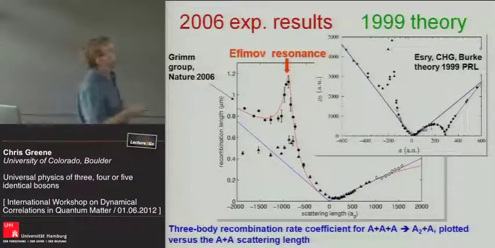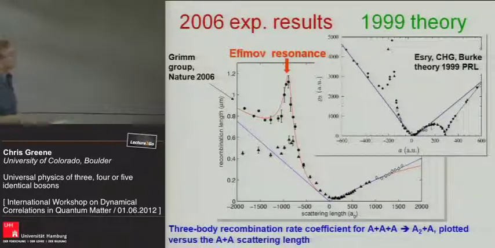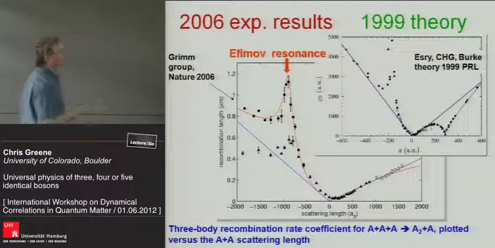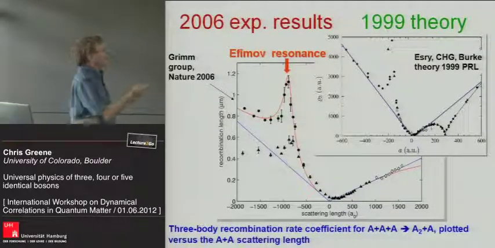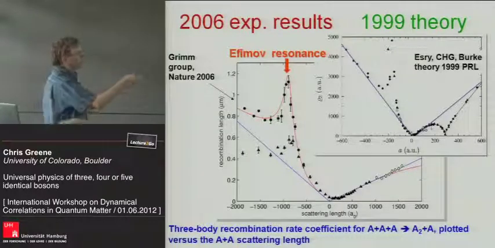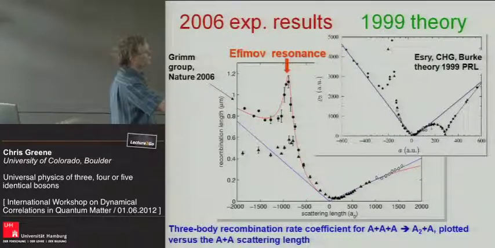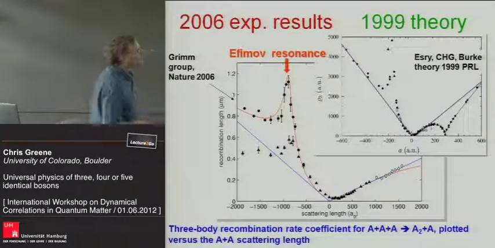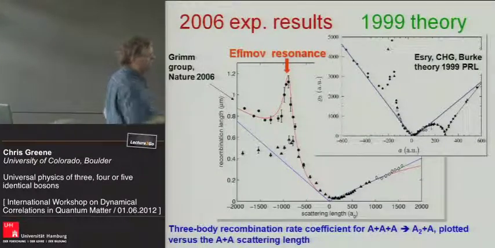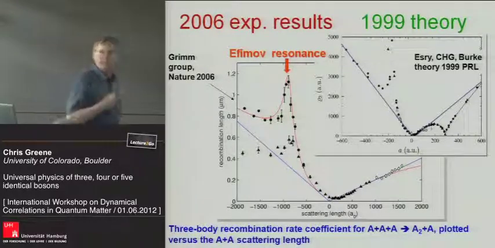It took a while, but experiments caught up in 2006. This beautiful work from the Innsbruck group is really the first convincing observation of the Efimov effect. And they saw an Efimov resonance here, also at negative scattering lengths, as we had expected. They didn't really see the interference minimum, although they actually saw a tiny minimum here, but it's not really visible on this scale, which may actually be connected with this effect.